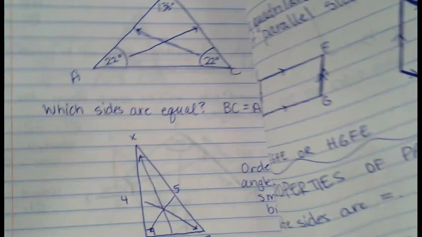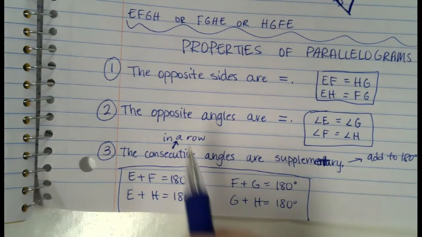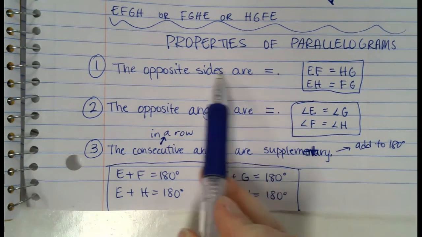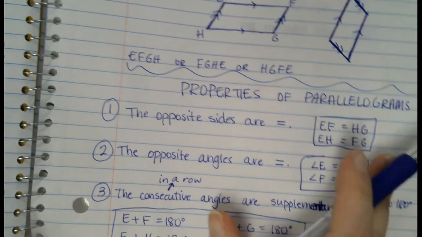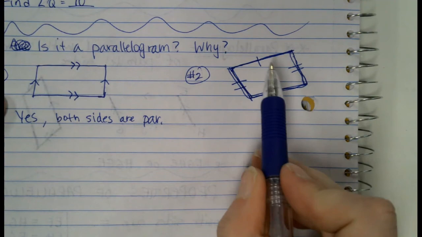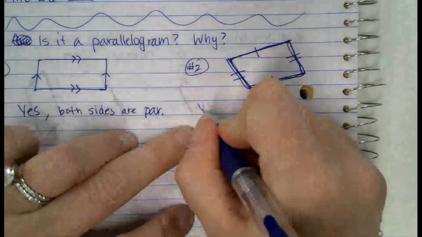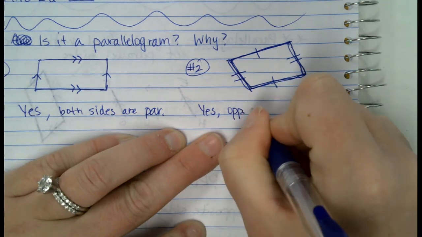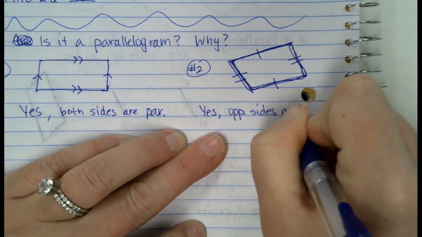I don't know if y'all said yes or no, but that is the first property of a parallelogram. If the opposite sides are equal, then it's a parallelogram. So here, these opposite sides are equal. So yes, this is a parallelogram. And my reason? Opposite sides are equal.